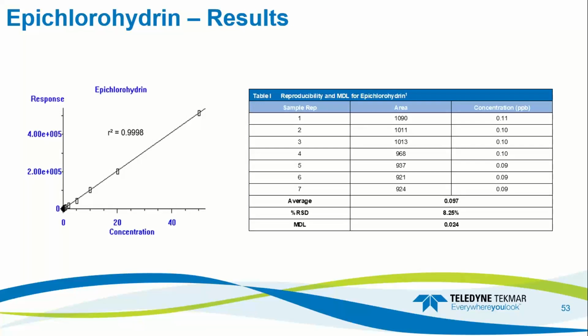And here are the results for epichlorohydrin. We saw 0.9998 R squared on the linear calibration for a range of 0.1 to 50 ppb. The lowest point in the calibration required by the regulatory body is 0.1 ppb. So to verify this level is both precise and accurate, a reproducibility test was performed. So 7 samples were prepared at 0.1 ppb, displaying an 8.25% RSD and an MDL of 0.024.